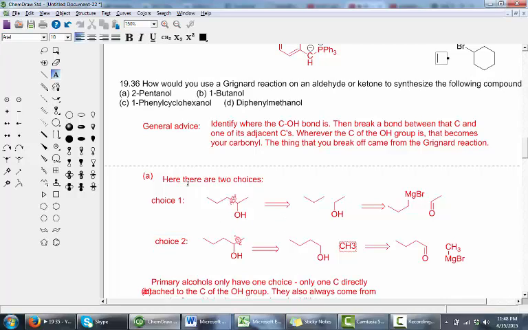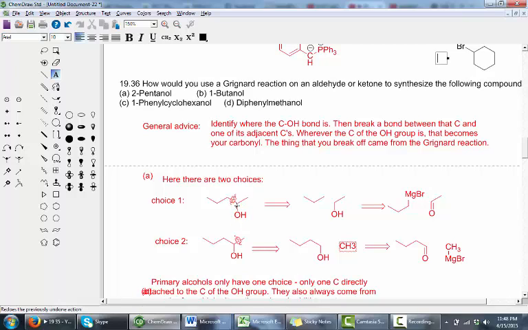So we're going to do 1936 now, which asks how you can use a Grignard reaction on an aldehyde or a ketone to synthesize a variety of alcohol products. Alright, so let's do this. Now, if I have 2-pentanol, let's start by making sure we know how to draw 2-pentanol: 1, 2, 3, 4, 5 carbons, and I put the OH on carbon 2.